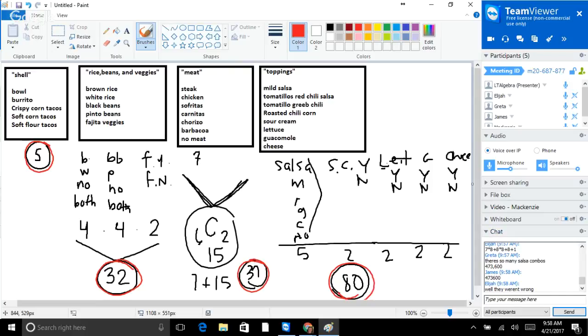Now, what if we even went back to the 7 without the double meats? Let's take out the 37 and just go back to 7. What are we at? If we take out this 37 and we use 7 instead, where we're just going with one meat, you're still at 89,600.